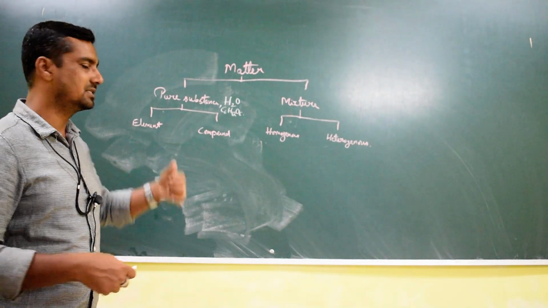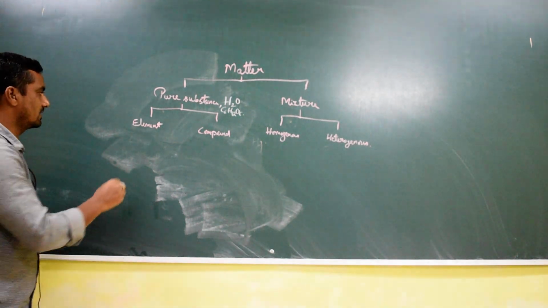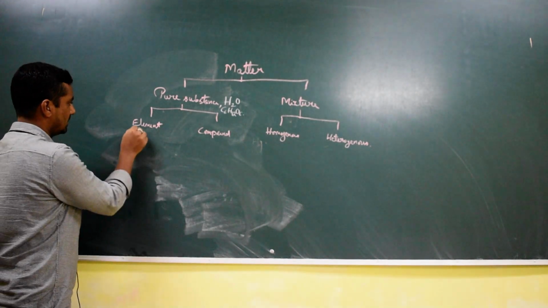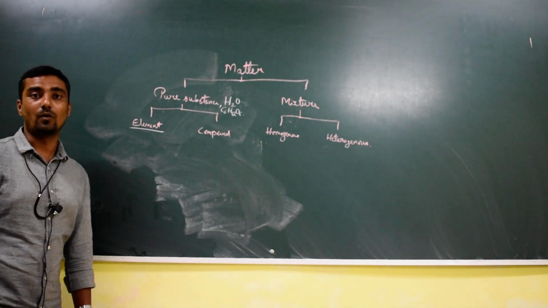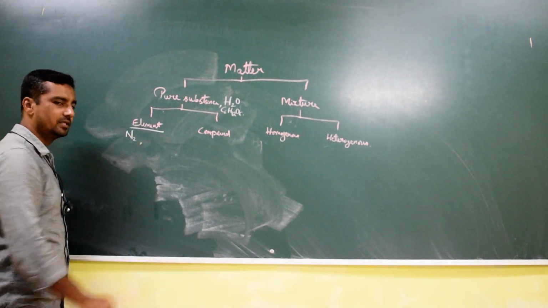So this pure substance is again classified into elements and compounds, right? Elements are nothing but substances made up of only one type of atom. Nitrogen is an element, N2, nitrogen is an element.